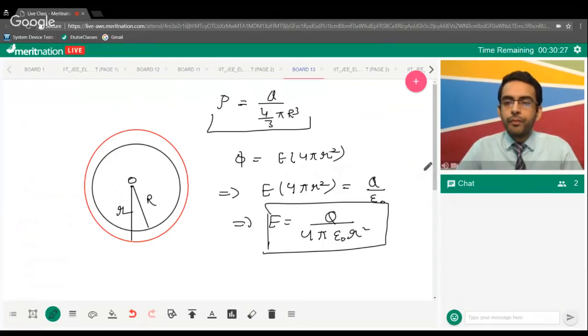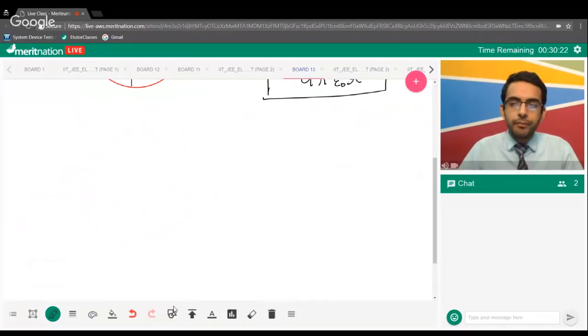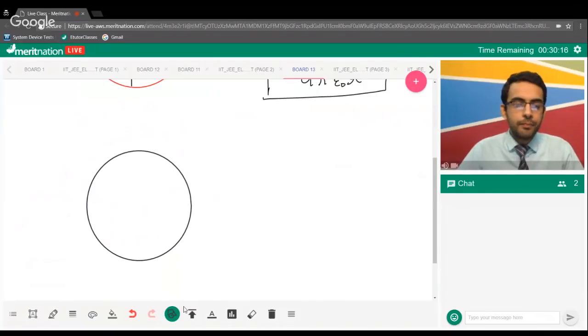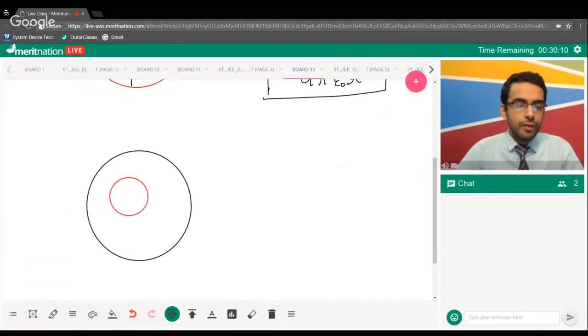Now next thing, if you take this Gaussian surface inside, how can we solve it? When you take the Gaussian surface inside, let's take the radius of this Gaussian surface to be small r.